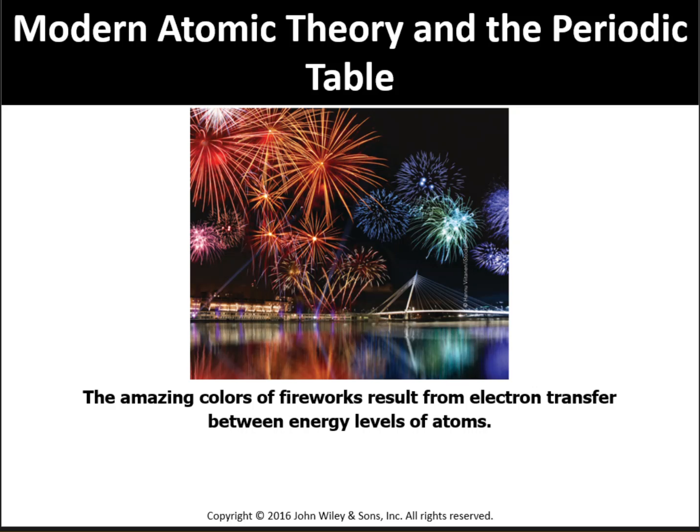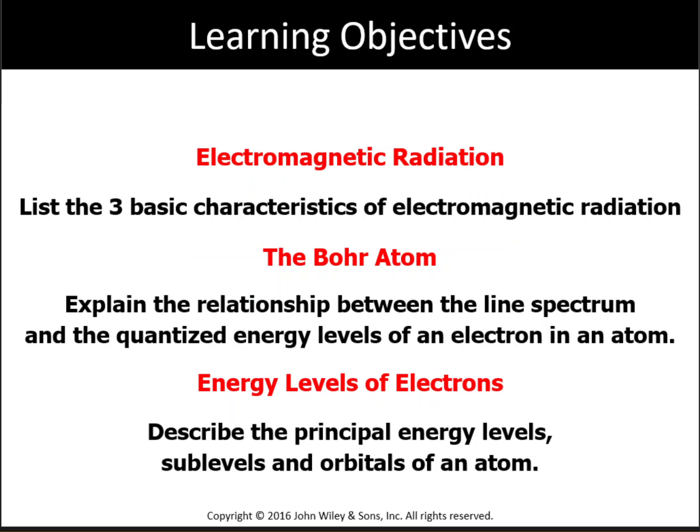So in this lecture, we want to look at the modern atomic theory and some trends in the periodic table. Basically, the idea is to look at the structure of the atom and see exactly where electrons, protons, and neutrons are.